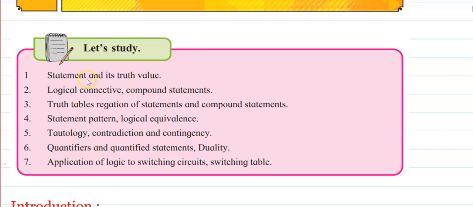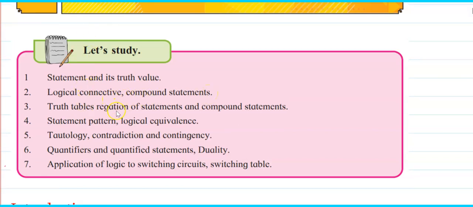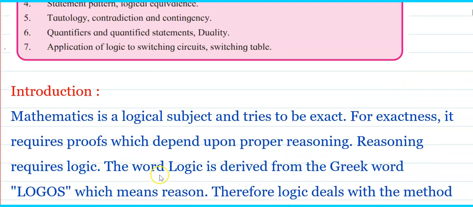A statement and its truth value, logical connective, compound statement, truth tables, negation of a statement and compound statement, statement pattern, logical equivalence, tautology, contradiction, and the contingency. Quantifiers and quantified statement, duality. Application of logic to switching circuits, switching tables. Okay, now let us start.